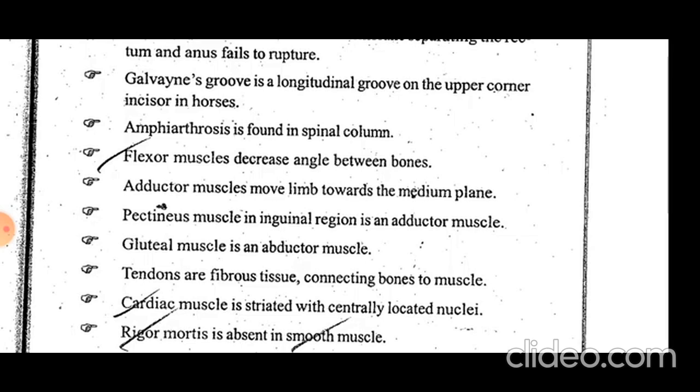Tendons are fibrous tissue connecting bones to muscle. The difference between tendons and ligaments is that tendons are fibrous and connect bones to muscle, and ligaments connect bone to bone. Ligaments connect bone to bone and tendon connects bone to muscle.